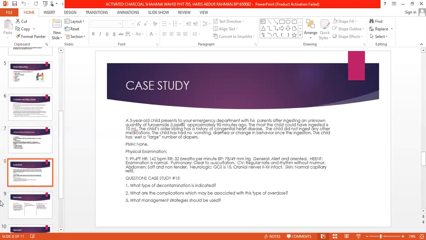These are the physical details of the patient, and furosemide is basically a diuretic, and this child has ingested a fairly sufficient amount of this diuretic, just 10 ml, and we have to suggest a treatment. The questions are: what type of decontamination is indicated? What are the complications which may be associated with this type of overdose? What management strategies should be used? So we look into this case study.